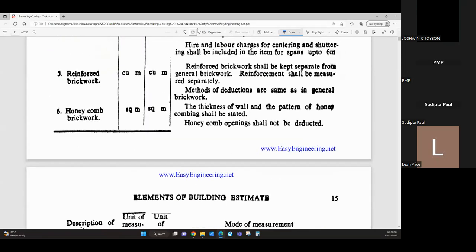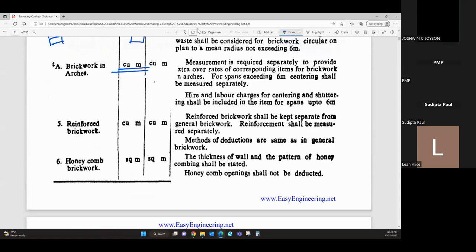Then we go with reinforced brickwork. What is reinforced brickwork? Reinforced brickwork is a brickwork in which you are placing the lintels also, which is of reinforcement. You have heard of sill band and lintel band. Basically, let's suppose this is a brick wall. Within this brick wall, after 1 meter or 1.2 meters, you will place a concrete band. And when you place a concrete band, you need to place reinforcement into it. So this is reinforced brickwork.